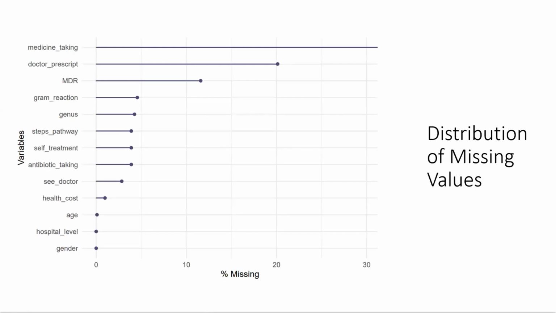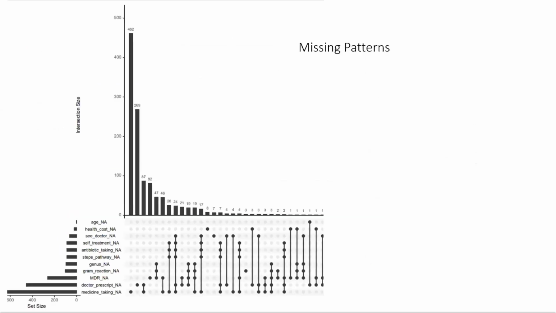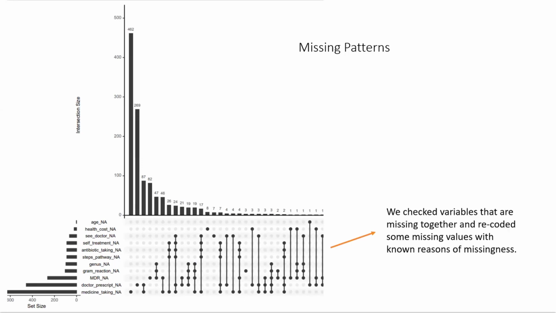Here, most variables have less than 10% missing values, and the variable MDR has about 12% missing values. This plot shows the missing patterns of this dataset. Not many variables are missing together. This is because we checked them and recoded some missing values if we know why they are missing. There are 1,067 complete cases, which is roughly half of the dataset.